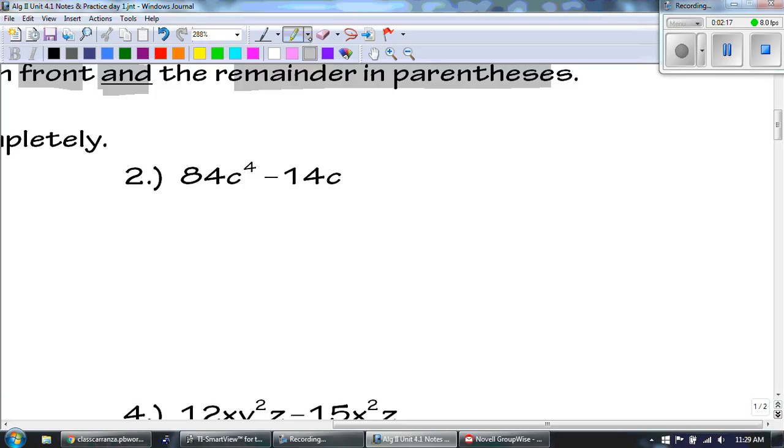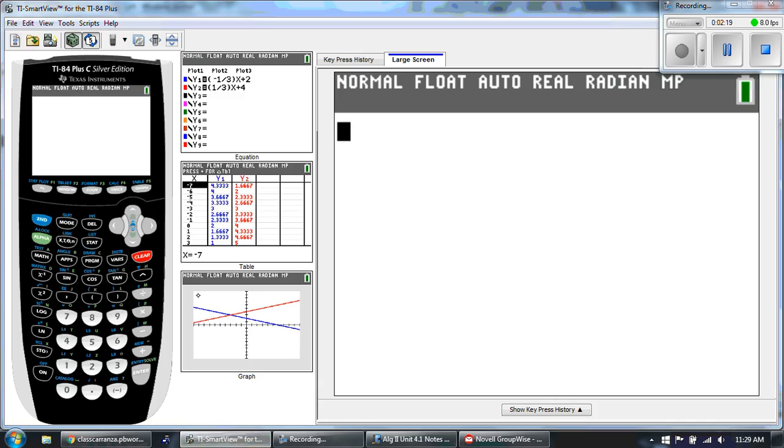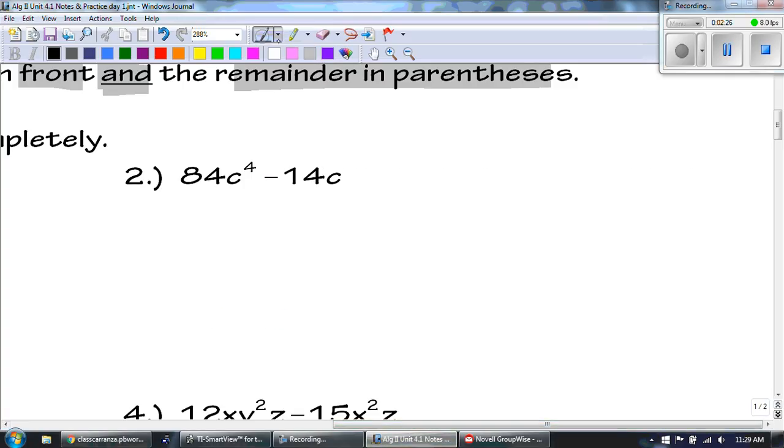When I've got big numbers, the first thing I want to do is check, does 14 go into 84? And it does. So 14 is going to be my GCF. Now, I notice that they both have C's, and the smallest one is just C. So 14C is my GCF.